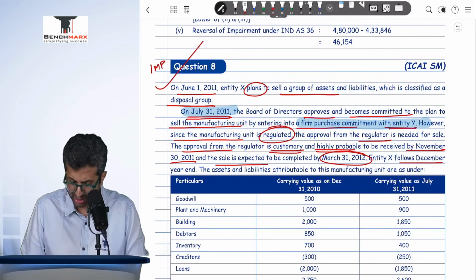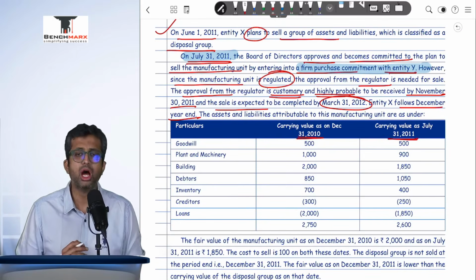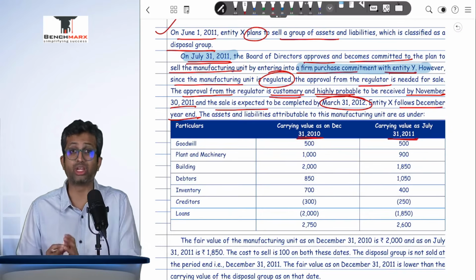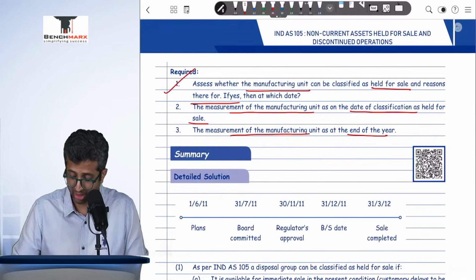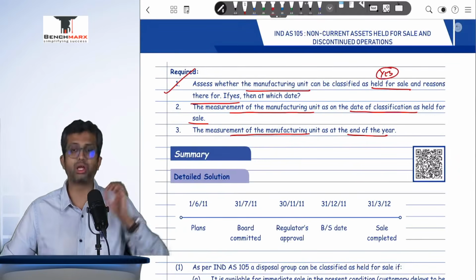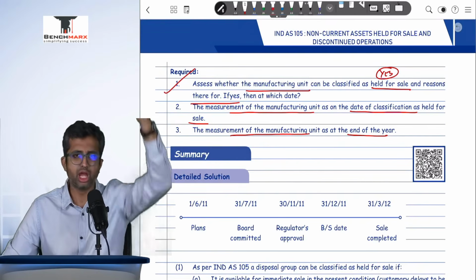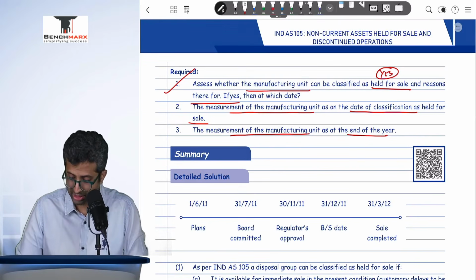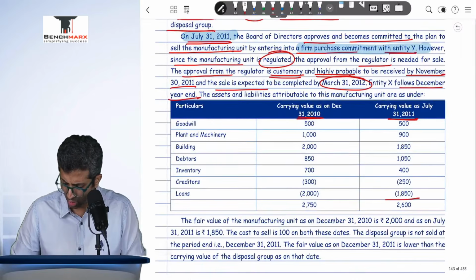Entity X follows the December year end. The assets and liabilities are given to you. Over here, you'll have the carrying value on 31st December 10 and then 31st July 11. Now, you have to find the carrying value on the date it is classified as held for sale. So, the first point says, assess whether the manufacturing unit can be classified as held for sale. Yes, it is available for immediate sale in its present condition, and there is no requirement for renovation. And secondly, the sale seems to be highly probable, and hence it will be classified as held for sale from 31st July 11. And hence, on this date, you will compare the carrying value.